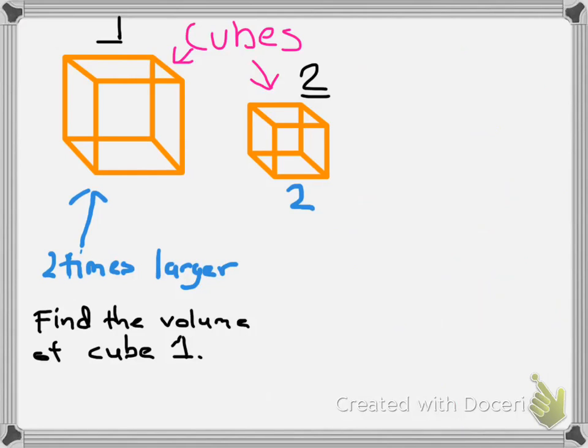Okay, so basically, now we've got 2 cubes. I'll call this one John and this guy Bob. So this one is 2 times larger than this. So you guys have to find independently the volume of cube 1. This doesn't mean the sides are 1, it's just cube 1. So find it and pause it, and we'll come back with the answer.